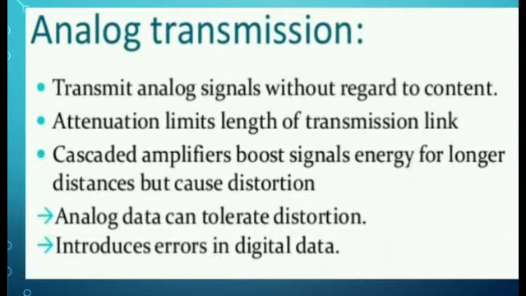Analog transmission: we can transmit a signal from one place to another place. That's why we use analog transmission. It transmits the analog signal without regard to content. Attenuation limits the length of the transmission link, and cascaded amplifiers boost the signal's energy for longer distance but cause distortion. Analog data can tolerate distortion, but it introduces error in digital data. These are a few points on analog transmission.